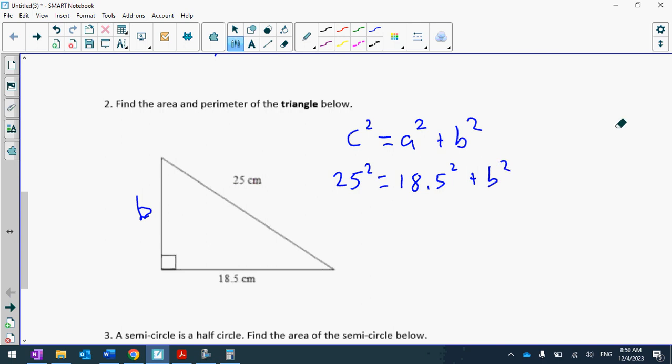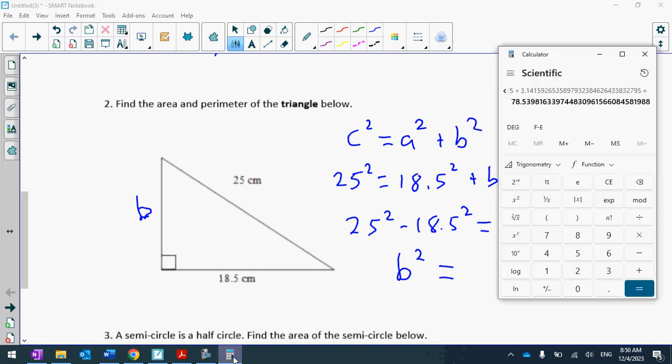Okay, now in this case, I'm going to solve for B by subtracting. 25 squared minus 18.5 squared equals B squared. And so that value will give me B squared. And I'm just going to do that on my calculator. So 25 times 25 minus 18.5 times 18.5.